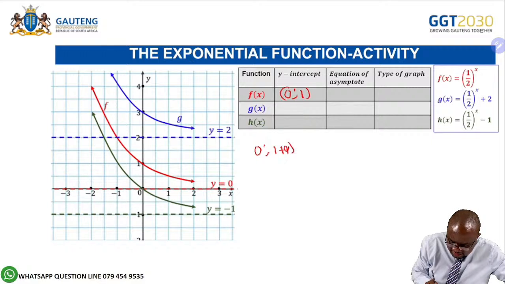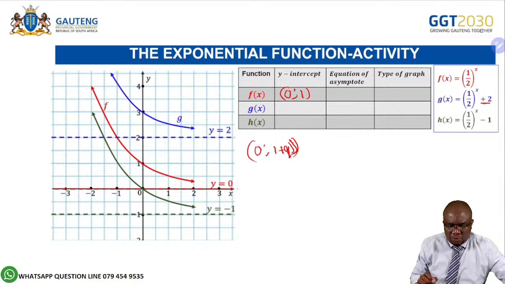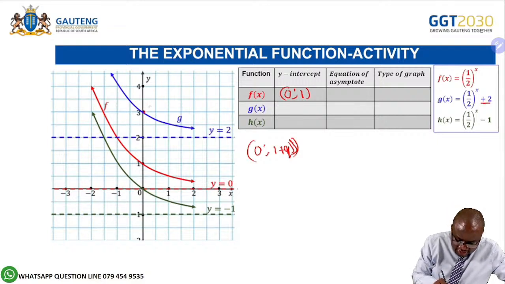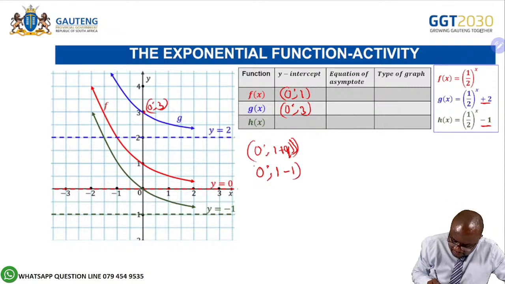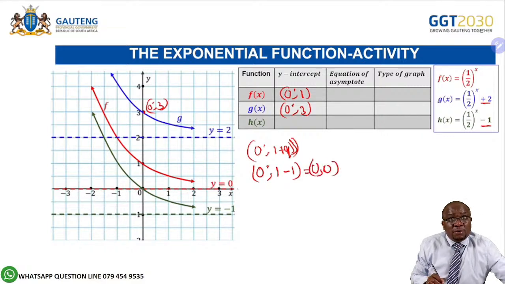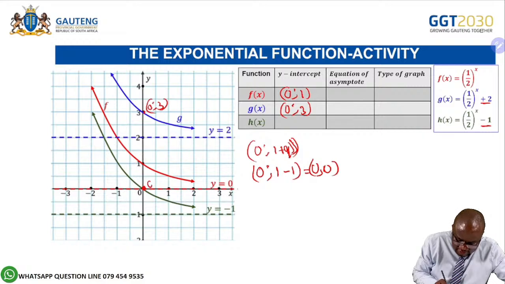Is it the case in this one? Yes, it is, because our q is 2, so it's going to be 1 plus 2, which is 3. Yes, we can see it is at (0, 3) there. And then our q is negative 1 here. So 1 plus negative 1 is the same as 1 minus 1, which is 0, so (0, 0). Is it at the origin? Yes, it is (0, 0).